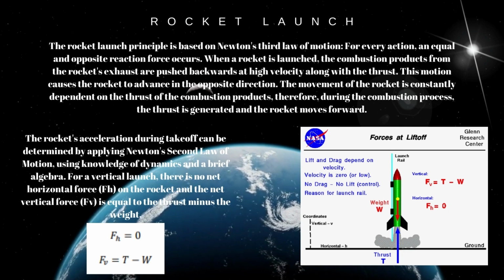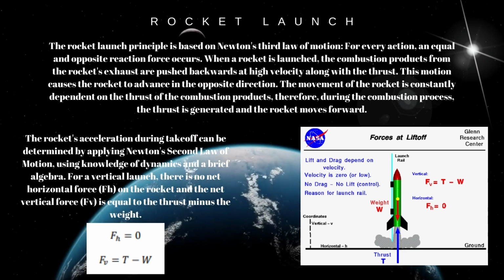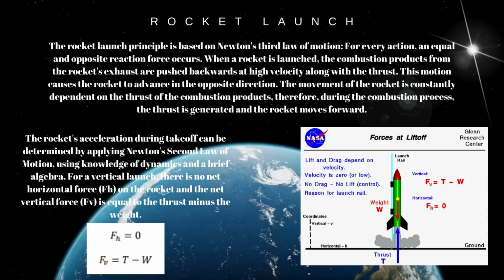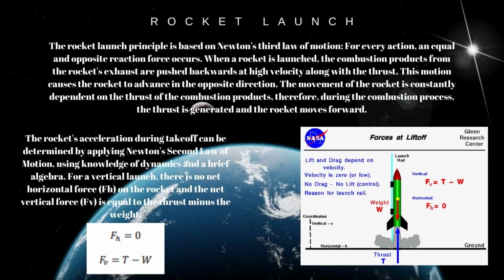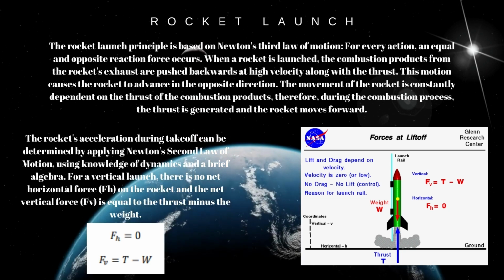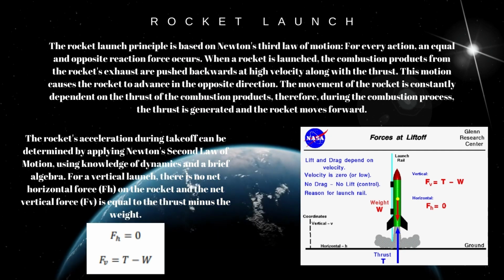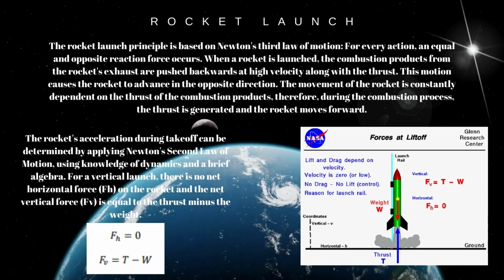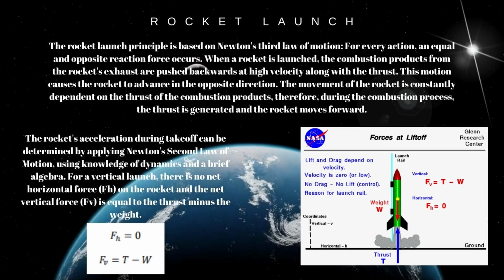The movement of the rocket is constantly dependent on the thrust of the combustion products. Therefore, during the combustion process, the thrust is generated and the rocket moves forward. The rocket's acceleration during takeoff can be determined by applying Newton's second law of motion. Using knowledge of dynamics and basic algebra, for a vertical launch, there is no net horizontal force, Fh, on the rocket, and the net vertical force, Fv, is equal to thrust minus the weight.